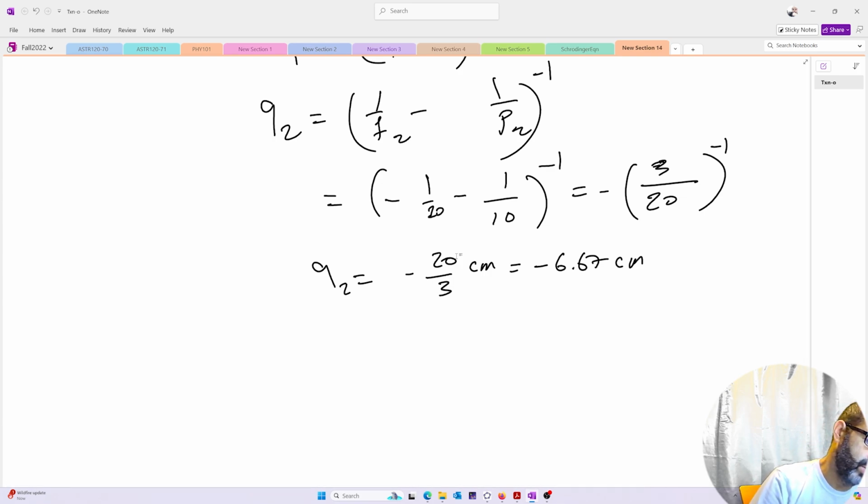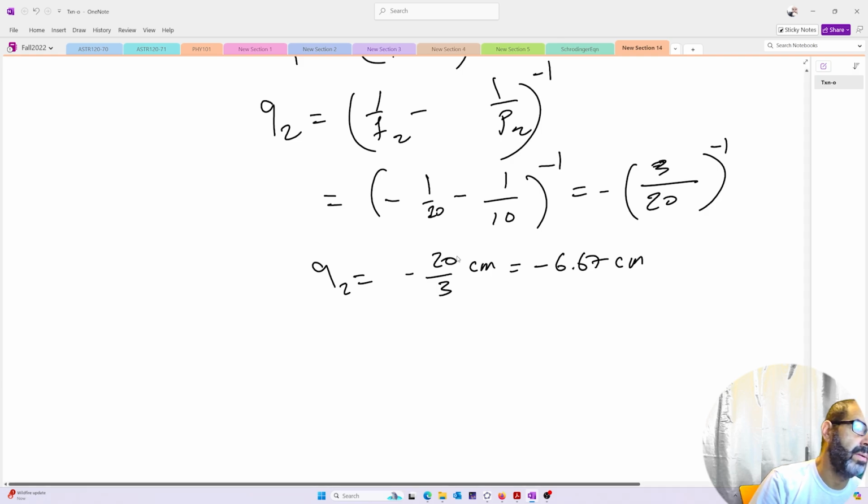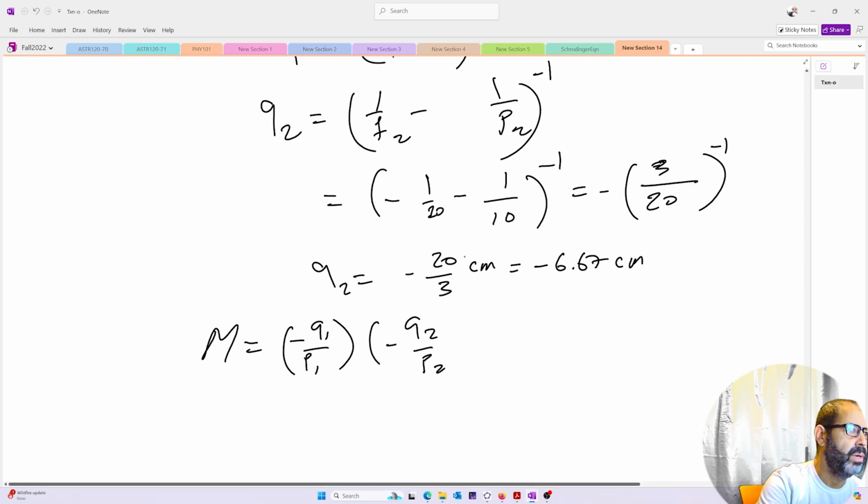So what's the first question again? Determine the final position and the magnification of the final. So we need to find M now. M is again negative Q1 over P1, that's M1, times negative Q2 over P2, that's M2.